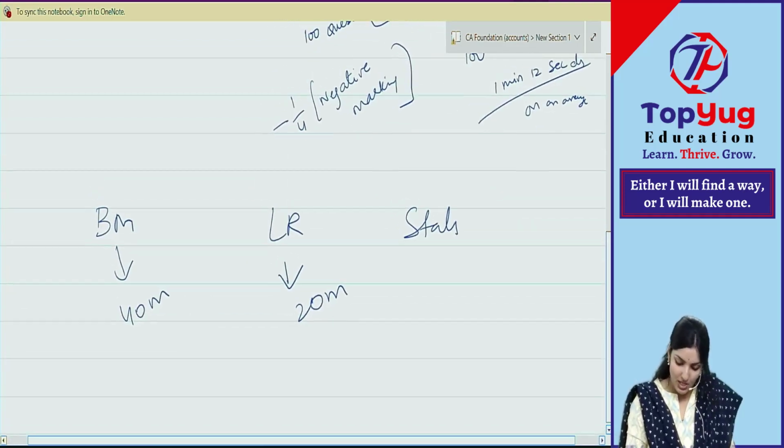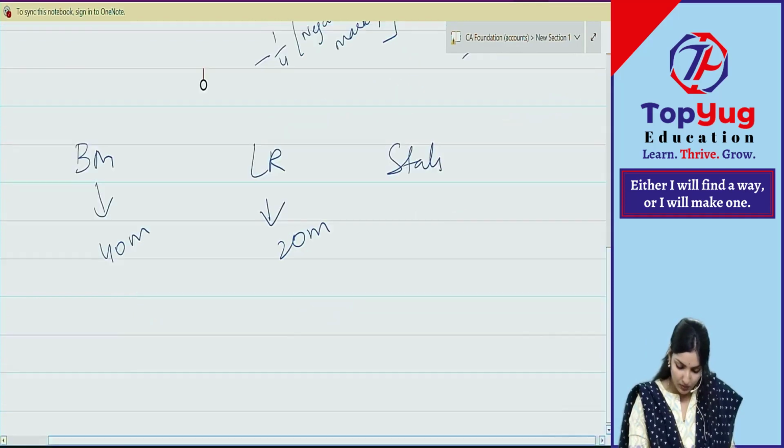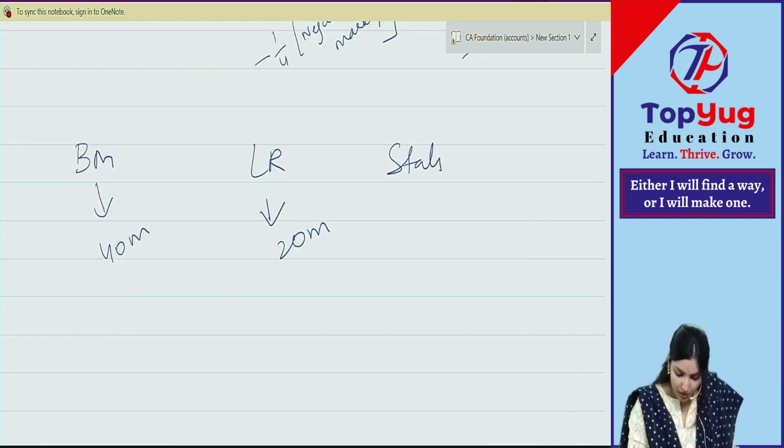1 minute, I'll just darken it. How to darken it, bhai?